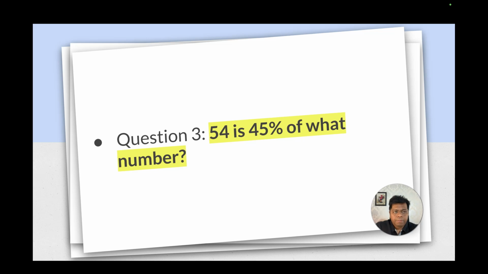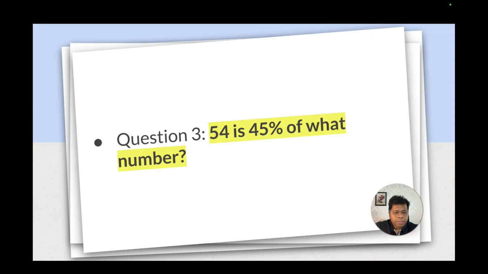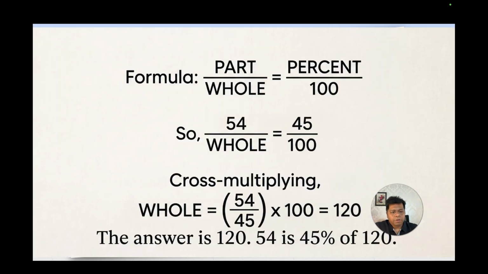Let's take question 3. 54 is 45% of what number? We need to find the whole here. So part will be 54, percent is 45. Again see the question: 54 is 45% of what number? So we need to find out the whole. We can flip this, then whole would become a numerator and 54 would go down, and similarly 45 would come down. Now we can multiply both sides with 54, then it will become whole equals 54 by 45 times 100, 120. So the answer is 120. 54 is 45% of 120.